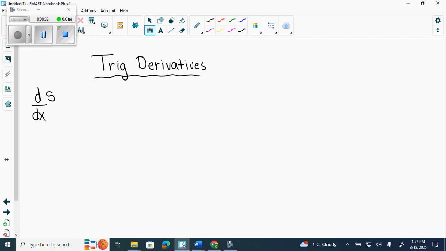When you put d over dx in front of something, you're saying it's the derivative. So the derivative of sine x is cos x. You're going to have to memorize these. They're not as bad as they seem.